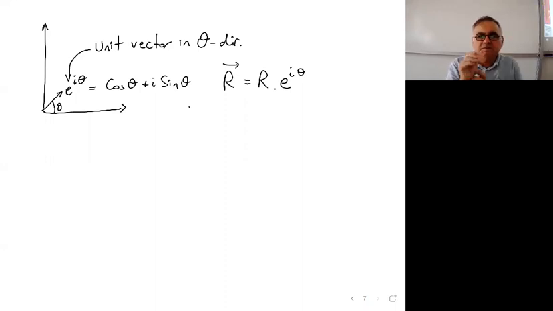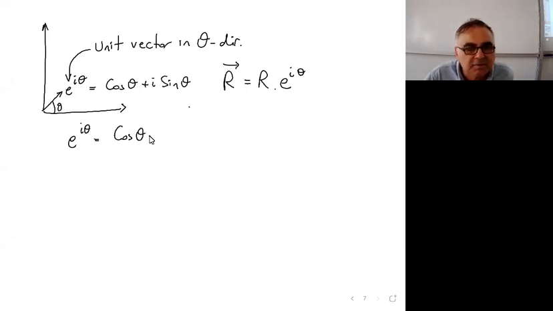So the unit vectors can be expressed by e to the i theta. That is what we have found. And moreover, there is one more thing. If I multiply this e to the i theta by i, e to the i theta, as you know, is cosine theta plus i sine theta. If I multiply this by i like this.